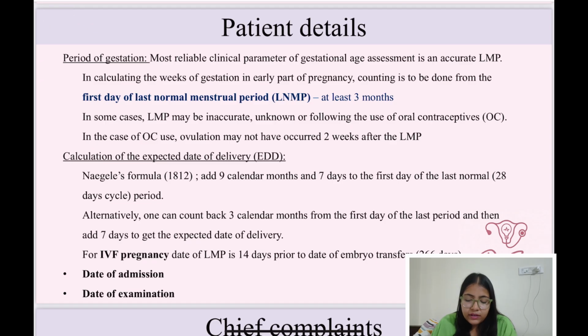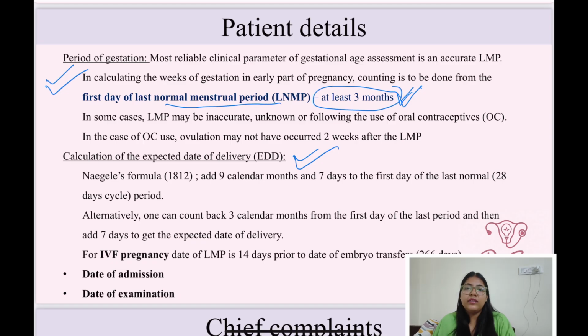So here I have mentioned the same thing, how to calculate the period of gestation and estimated date of delivery. In some patients, when we ask about LMP, the last menstrual period, and then we add 9 months plus 7 days, the patient should have had a regular cycle before that. To have accurate dating, if her cycles were irregular, we may have inaccurate dating. So what do you mean by regular menstrual cycle? She should have normal, regular cycles for at least 3 months before conceiving.